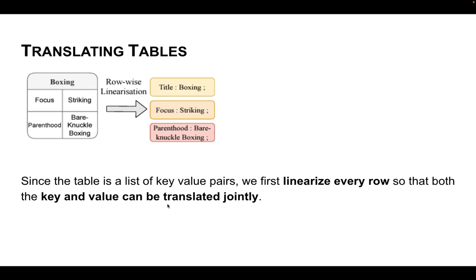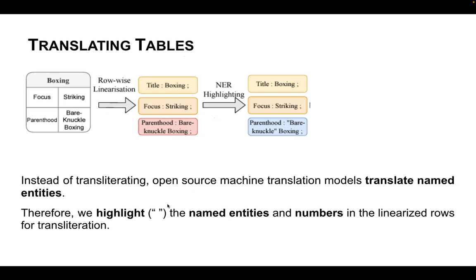The first step in the translation is that we take the table and linearize the rows. So we take each row separately for translation and consider the key and value as a joint unit. First, we found that the models actually translate even named entities and numbers, which is not correct. They should be transliterated. To avoid this, we highlighted the named entities with quotes, so that the model doesn't translate them but instead transliterates them.